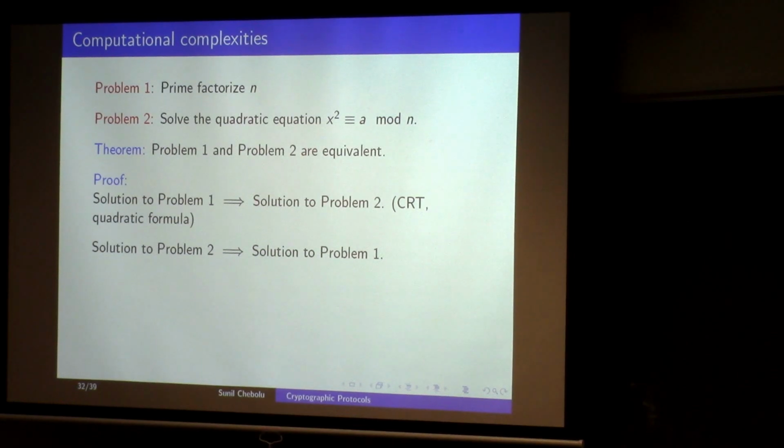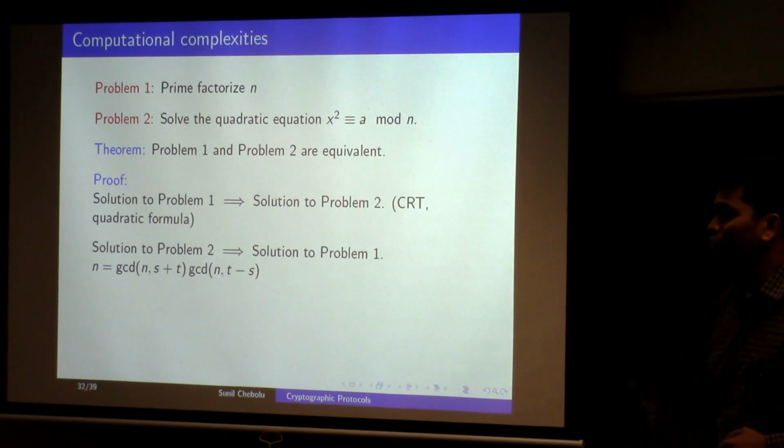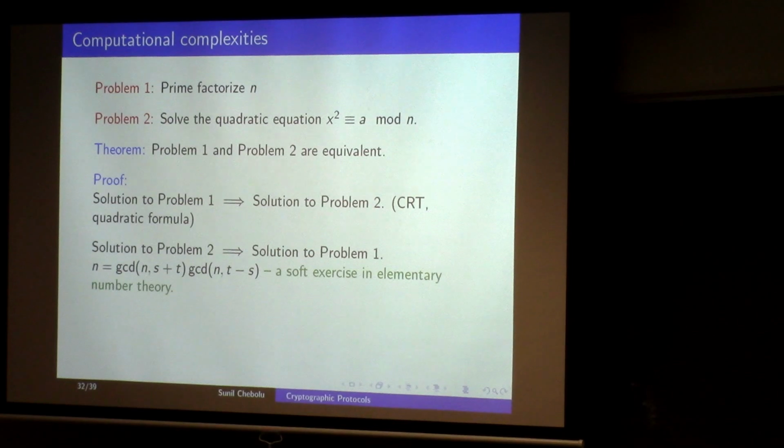What about 2 implies 1? If I know how to solve the quadratic equation, how is that giving me a factorization of n? If you know the roots of the quadratic are s and t, then here is the factorization of n. I don't have time to prove it, so I say it's a soft exercise in elementary number theory, which I will leave here, right?